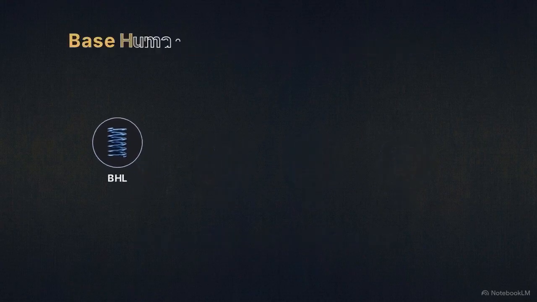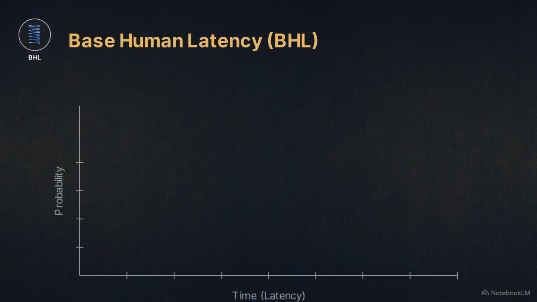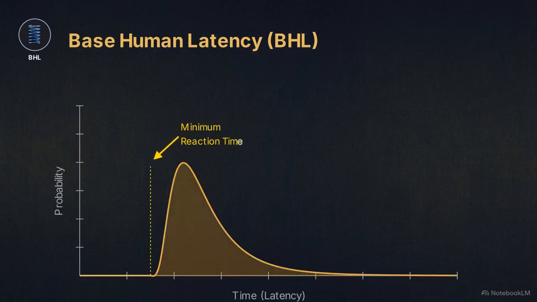The first is base human latency. It maps your keystrokes to LogNormal distributions, accounting for a minimum physical reaction time followed by a trailing probability of hesitation. The second layer is cognitive variance.